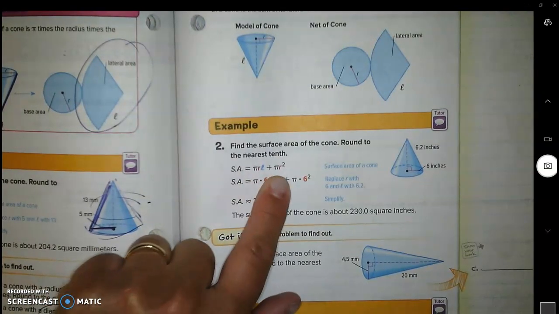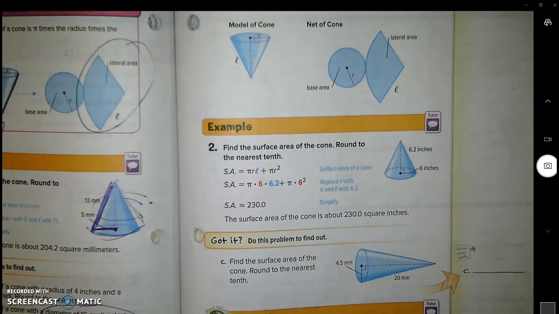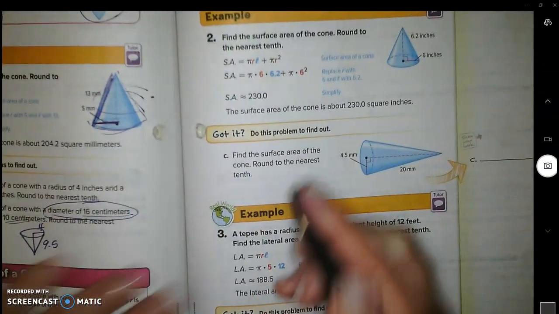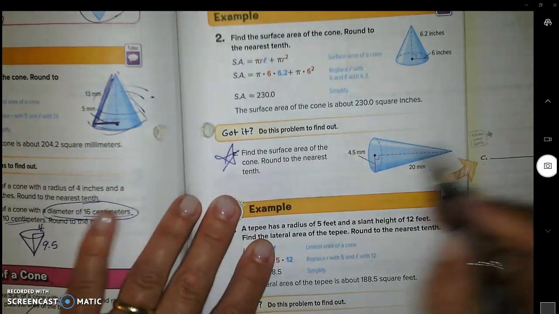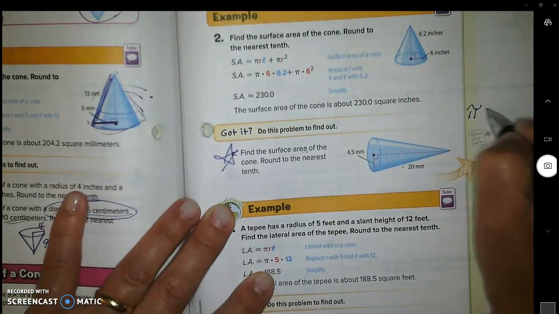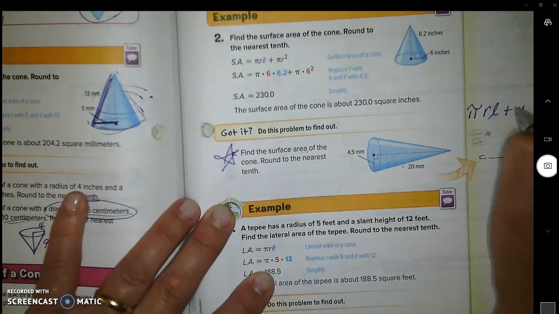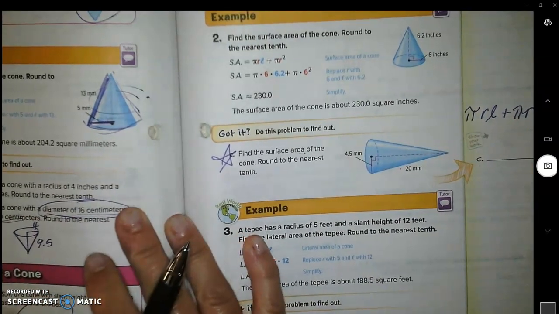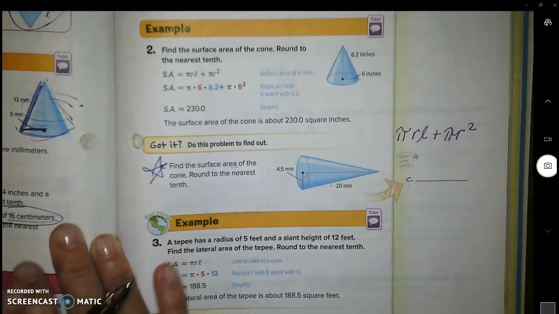So we're going to do pi RL plus pi R squared, and it's just a matter of putting stuff into the formula. Let's do letter C. I want the total surface area of the cone. So we're going to do pi RL plus pi R squared. Whoops, I'm running off the page. Let's move that over for you.